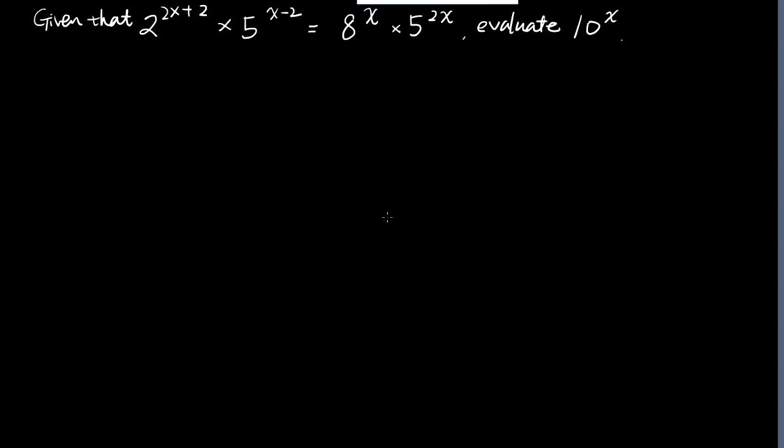Okay, first of all, let's look at the question. There's a given condition: 2 to the power of 2x plus 2 multiplied by 5 to the power of x minus 2 equals 8x times 5 to the power of 2x. Evaluate. The question is to evaluate 10 to the power of x.